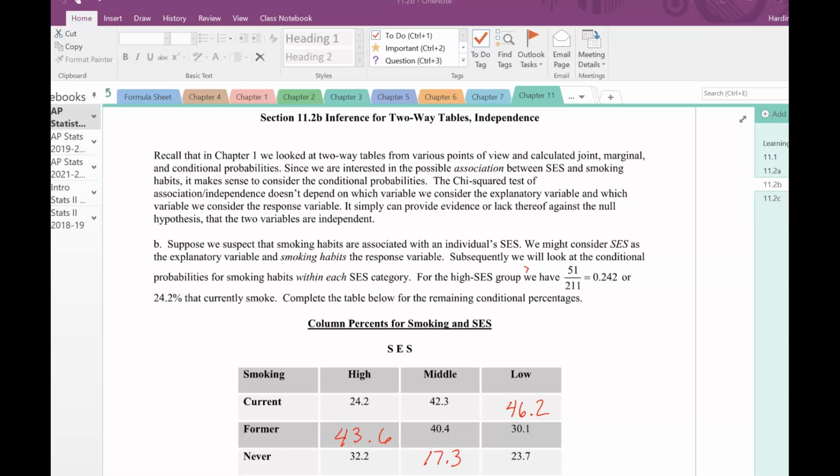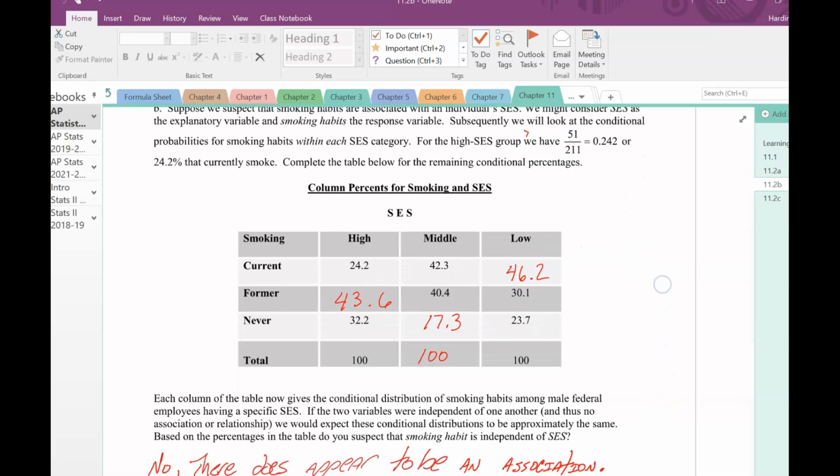When you go to determine your conditional probabilities, it doesn't matter which variable you assume to be the explanatory and which to be the response. For this example, we're going to consider socioeconomic status as the explanatory and then smoking habits as the response. So we're going to look at the conditional probabilities for smoking habits within each SES category. And you can see that that's what's shown in this table. So within the high SES category, we have the breakdown. 24.2% are current smokers, 43.6% are former smokers, and so on.